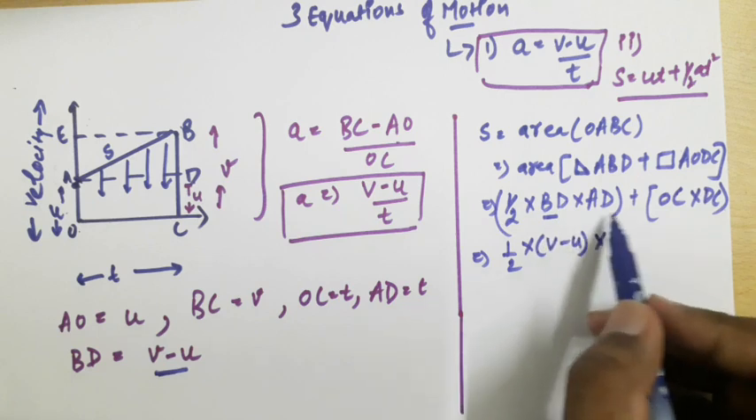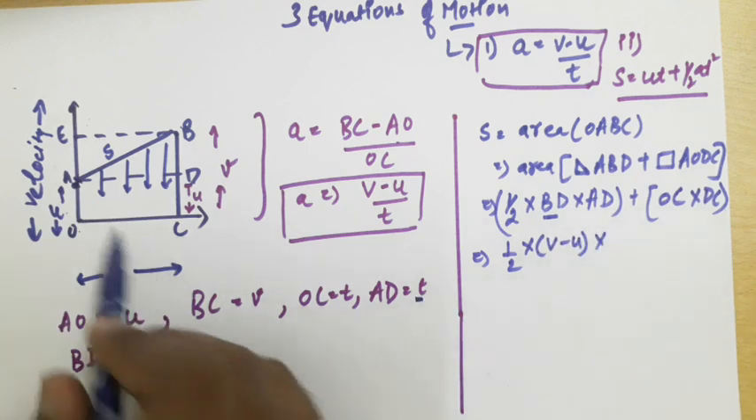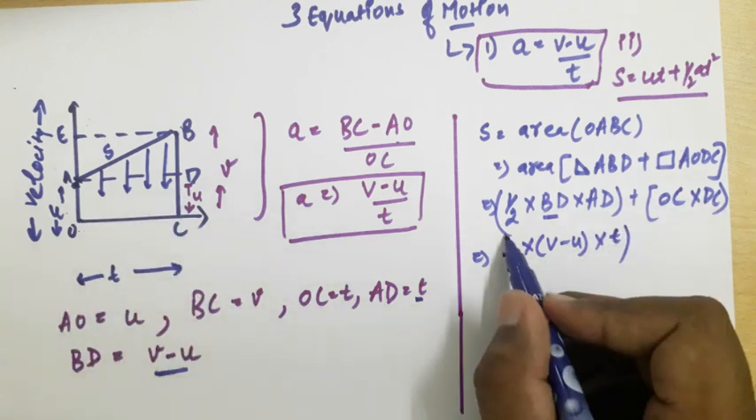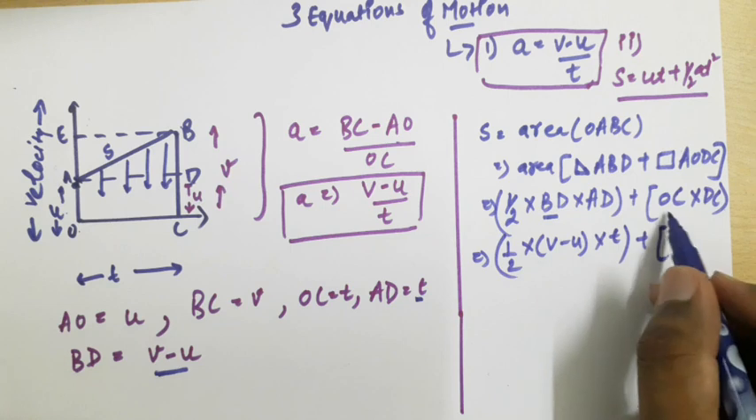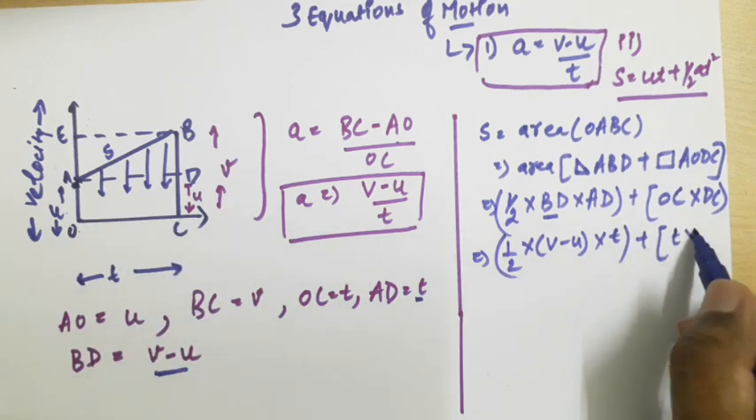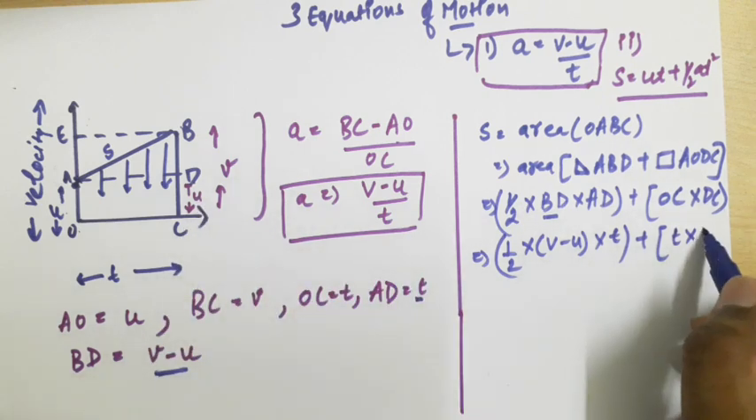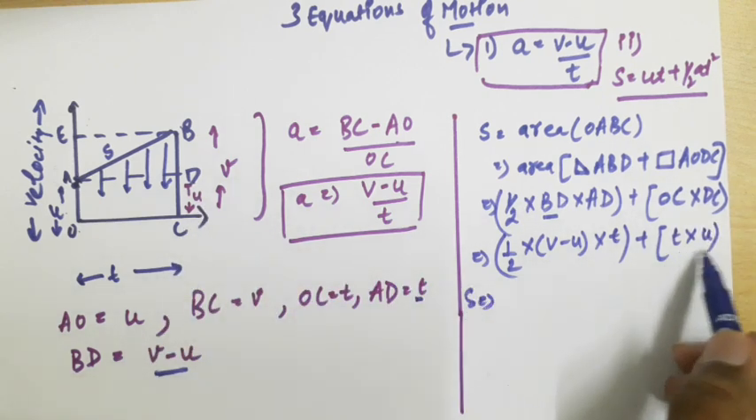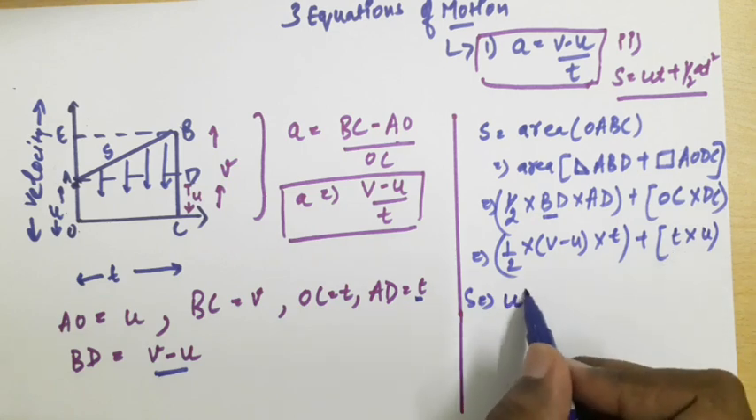And what is AD? AD is T. As AD is parallel to OC, it will be T. So this is one. And OC is what? OC is again T only. And what about DC? DC is U, right? So S is equal to, here it comes, this UT I am putting over here, UT.